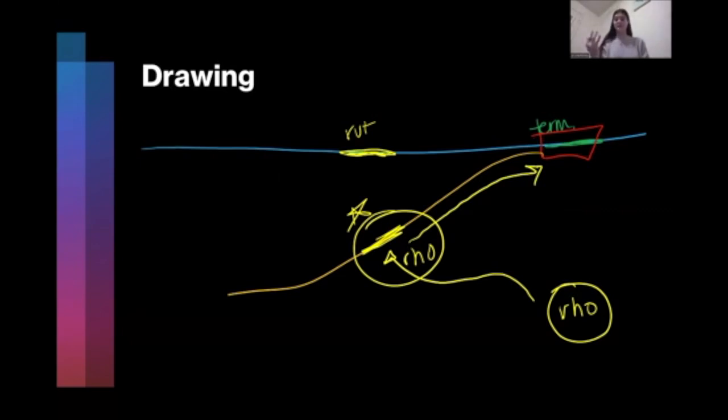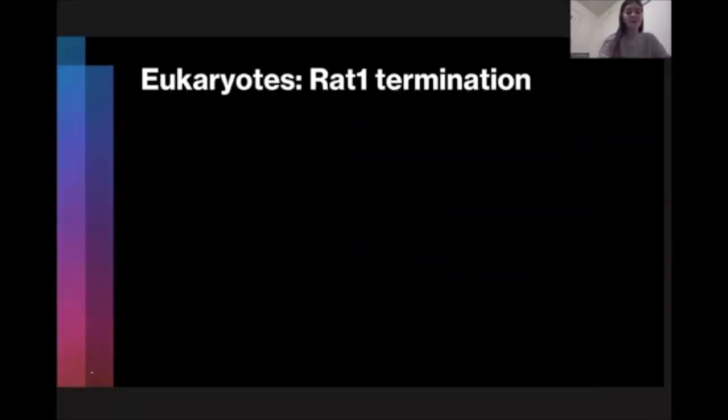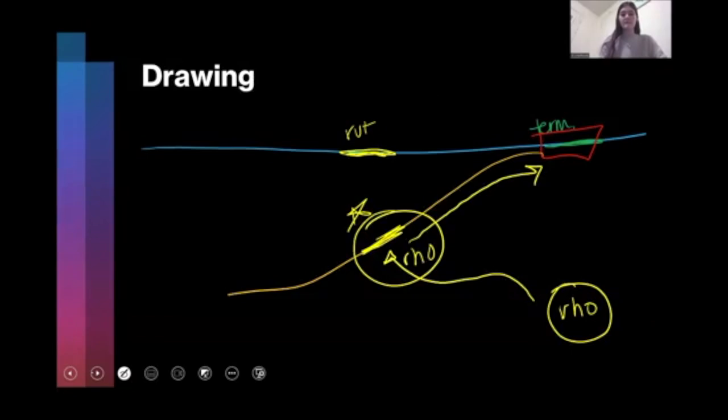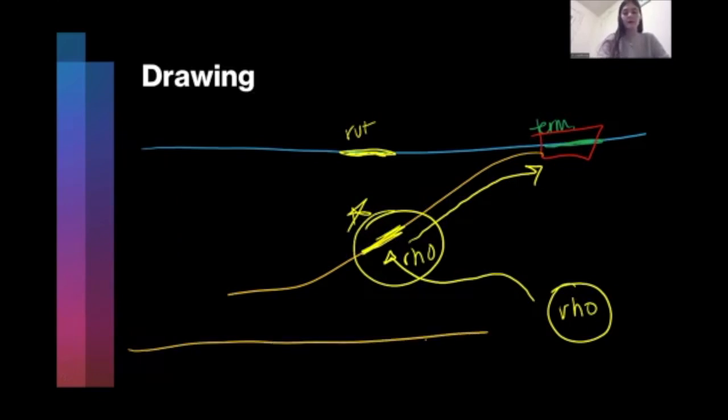which after it transcribes that termination sequence, it'll pause. And then rho will get there, unwind everything, leaving our free mRNA that is happy and ready to go on to translation.